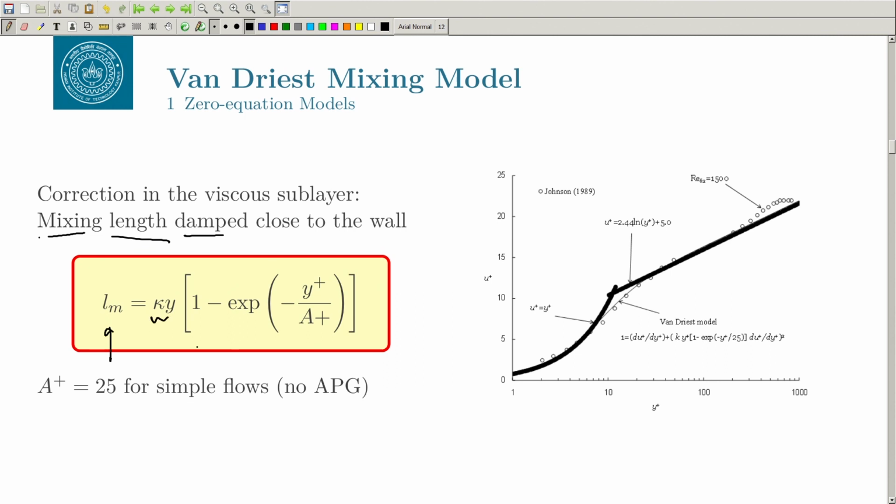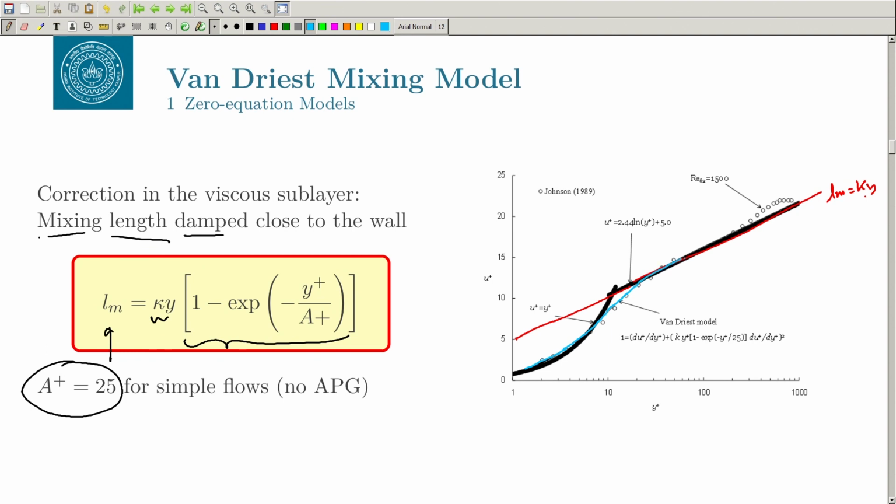So, not only kappa y, you multiply with this quantity 1 minus exponential of minus y plus by A plus, and you can take this A plus value as 25, which is suggested by Van Driest. So, this provides the essential damping that is necessary for the model to work very close to the wall. You can see here in the diagram. This is the diagram of Lm equal to kappa y, and what is the diagram of Van Driest is, let me use another color. This is the diagram by Van Driest.